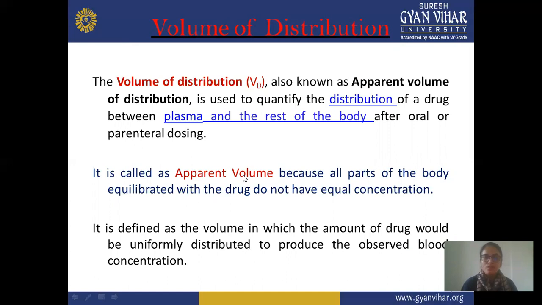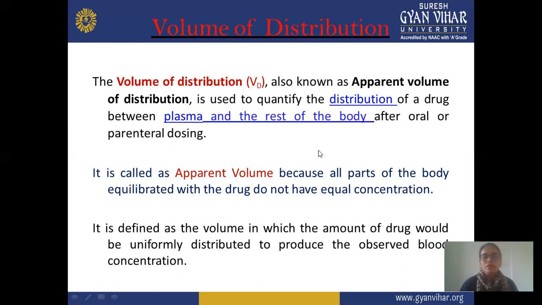Suppose you are taking a tablet, capsule or any other formulation by the oral route or by the parenteral route. You check how much drug is distributed in your body, from the particular site to the blood, to plasma, or to the rest of your body. This is also called an apparent volume because all parts of the body equilibrated with the drug do not have an equal concentration. We already discussed that there are different equilibria according to body parts, and accordingly the concentration also varies. All body parts don't have an equilibrium concentration or the same amount of drug present.